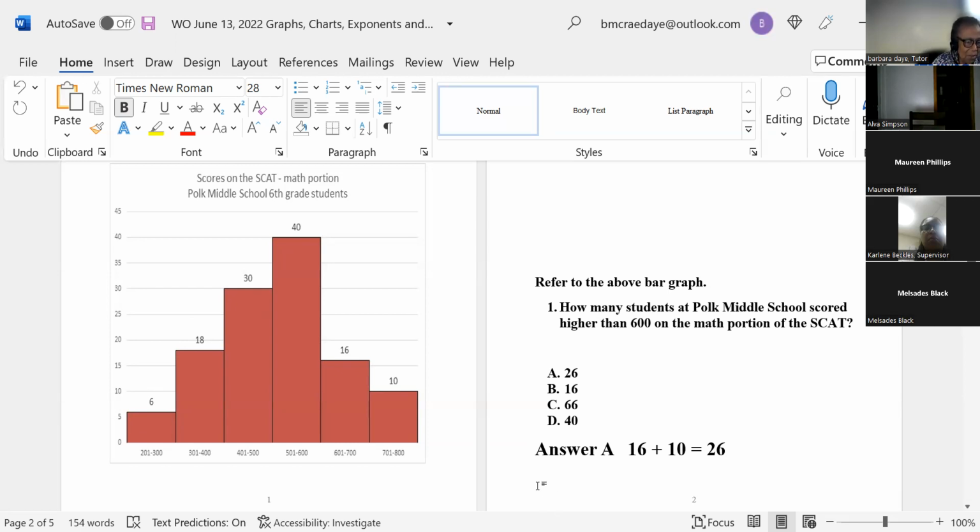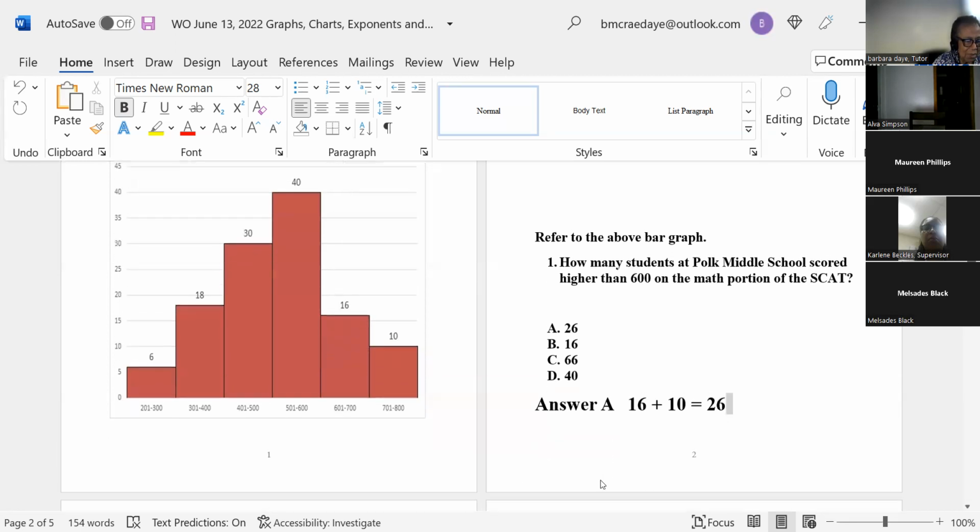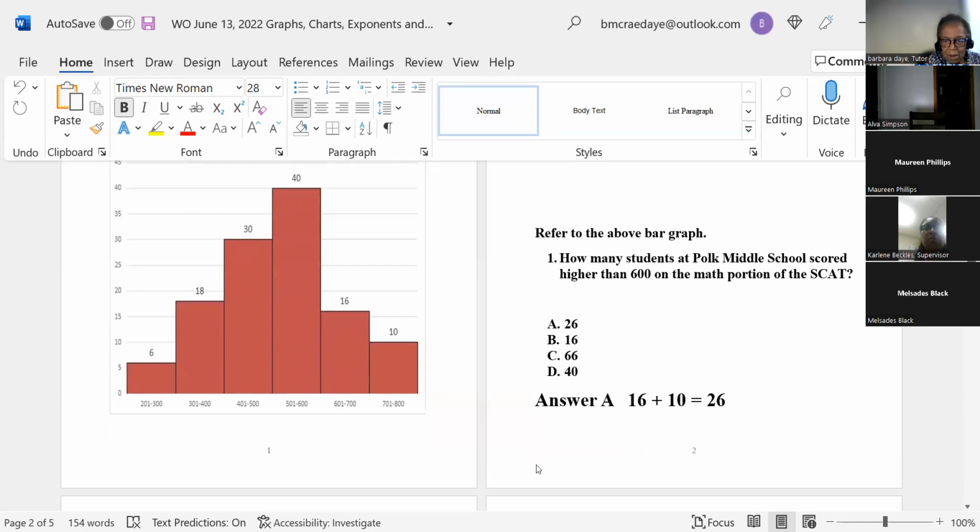Okay, how many students scored higher than 500? I really cannot see this. It's too small. Mercedes, how many students scored higher than 500? Okay, 40.